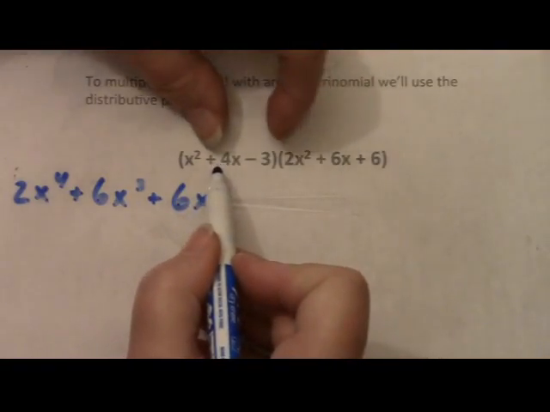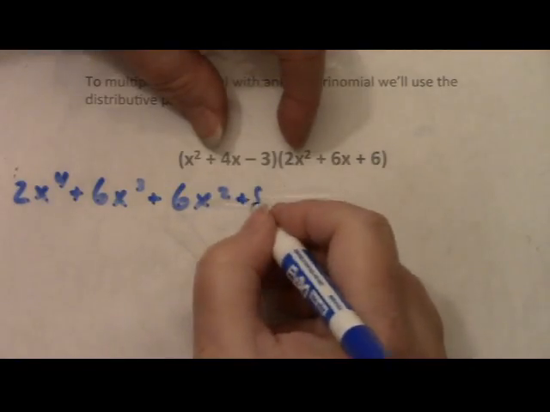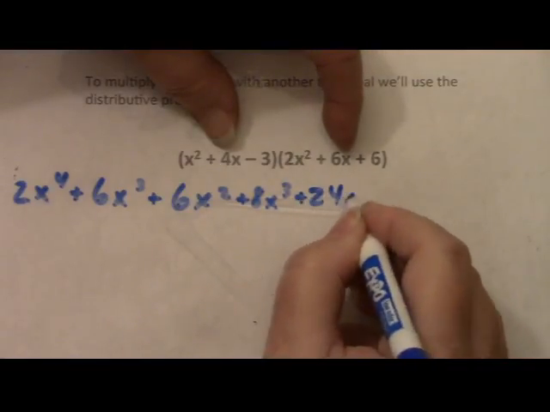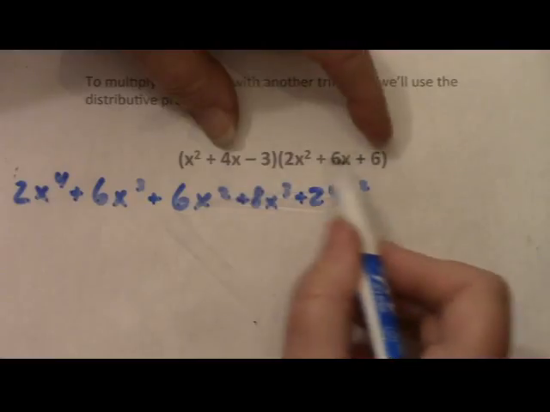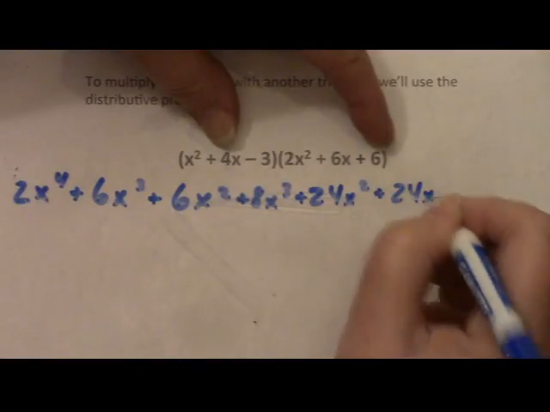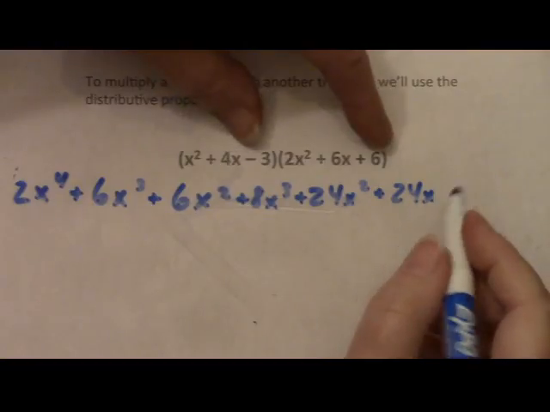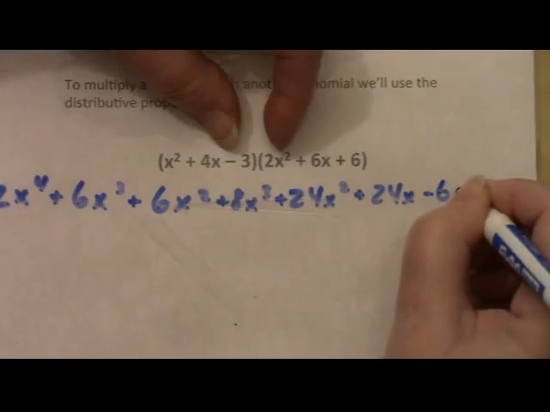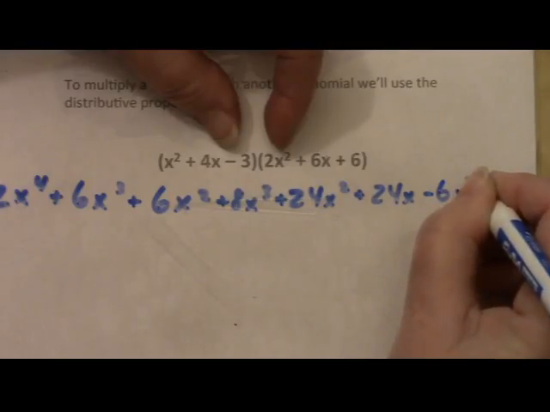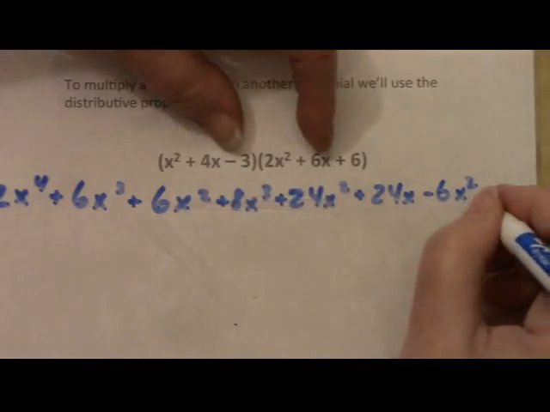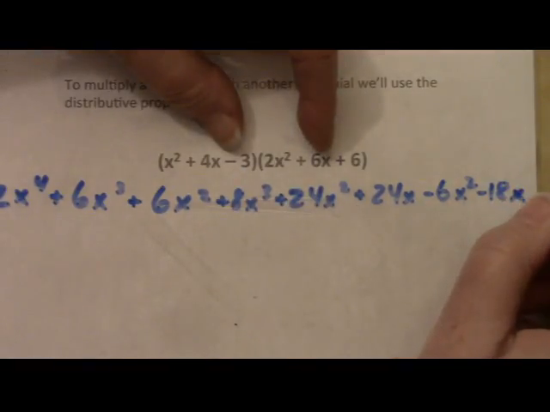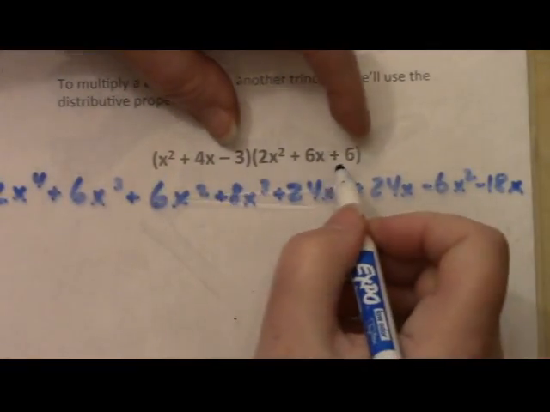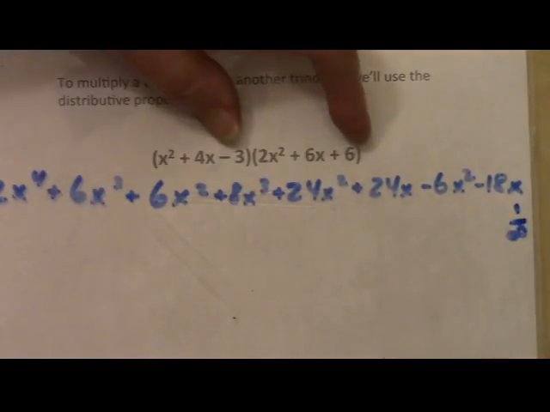Now I'm going to do the same thing with my 4x. 4x times 2x squared gives me 8x cubed. 4x times 6x gives me 24x squared. 4x times 6 gives me plus 24x. Oh, I'm writing small, but I'm still going to run out of room because I have a fat marker. Negative 3 times 2x squared, negative 6x squared. Negative 3 times 6x gives me negative 18x. And my last term, negative 3 times a positive 6, minus 18.